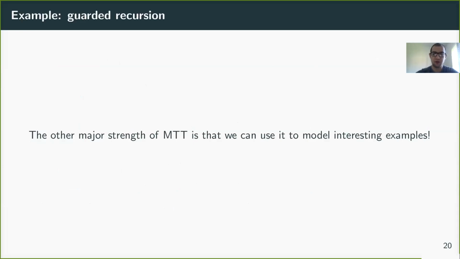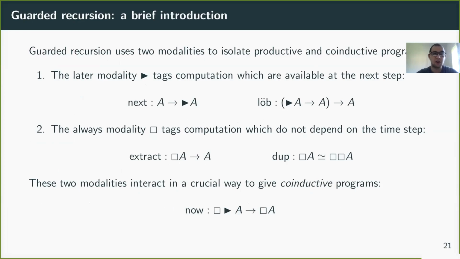So on the subject of particular situations, as a last part of this talk, I'd like to explain how MTT can be useful for something which was already worthy of study. So let's talk about guarded recursion. So here is a one-slide introduction to guarded recursion, which is perhaps a bit optimistic. So the key idea with guarded recursion is to isolate productive and co-inductive programs using types, so specifically modalities. So we have a modality which tags a computation as not really being available right now, but only available to us after we've done some work.